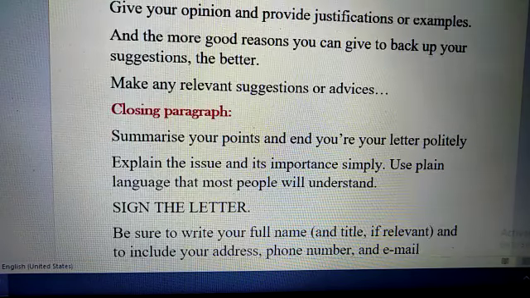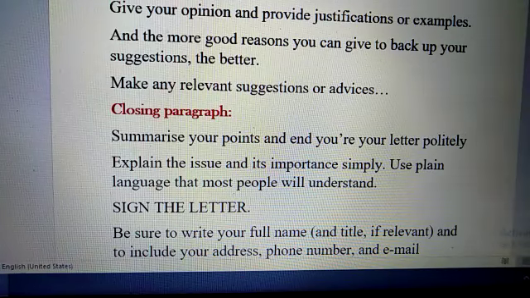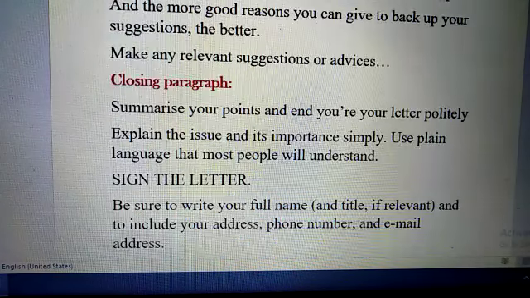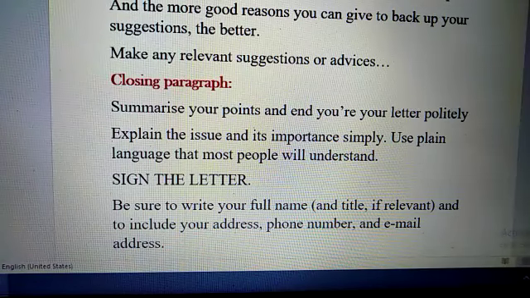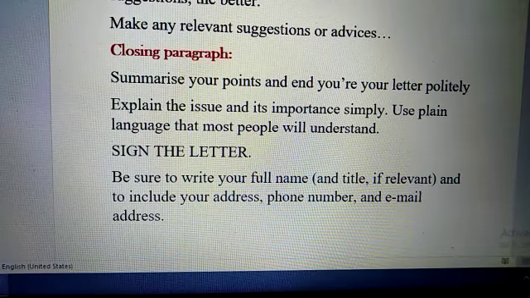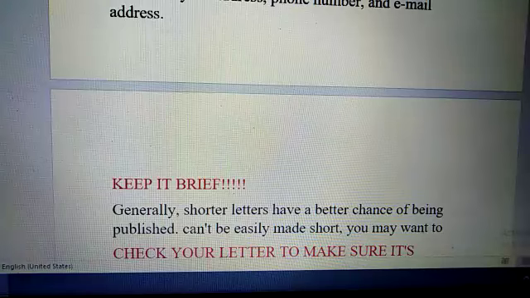You sign the letter. You write your full name, the title, if relevant, the title of your letter, why not? And try to include your address or your phone number and email address, because the editor may contact you later on.